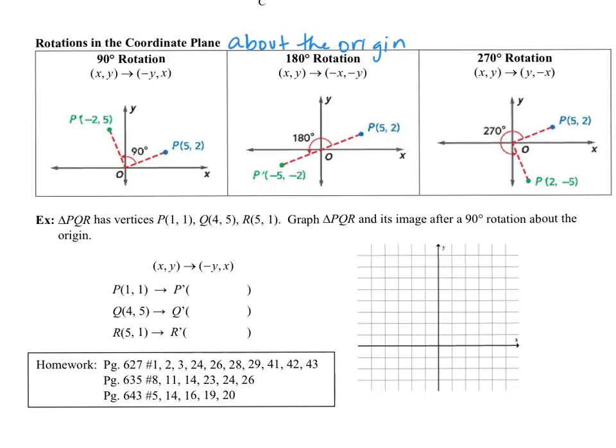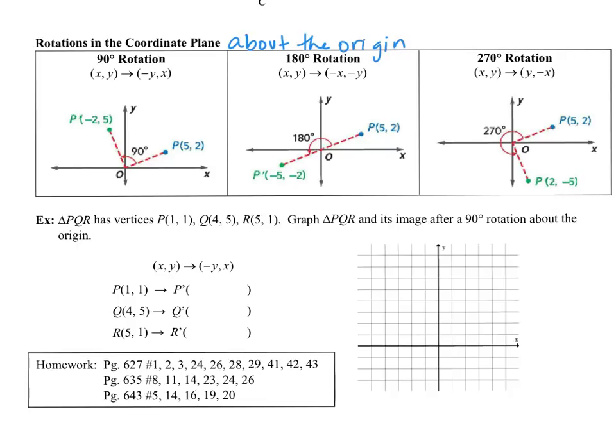And then the last one we're going to look at is a 270-degree rotation about the origin. So to rotate a point 270 degrees, just take its coordinates (x, y), and you're going to change the sign on x and then switch them. So (x, y) becomes (y, -x). So for example, the same point P, (5, 2), when we rotate it 270 degrees, would become (2, -5).